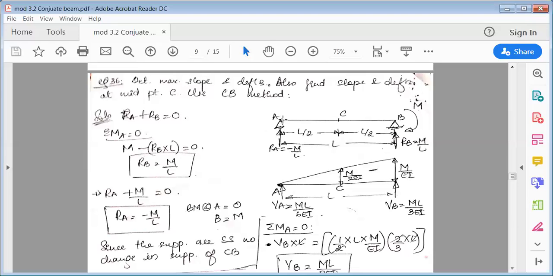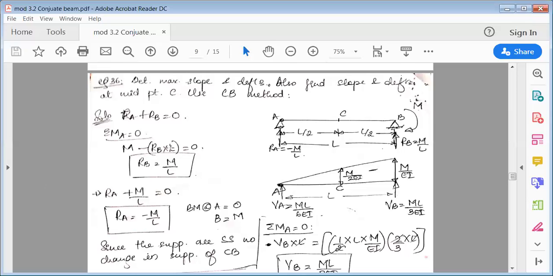So moment about A is nothing but Rb. Rb is going anti-clockwise, so anti-clockwise is negative: Rb into L, the total length. Next, the moment is going clockwise, so clockwise is positive. So M minus Rb into L is equal to 0. If you solve this, you'll get Rb. So Rb is M by L.